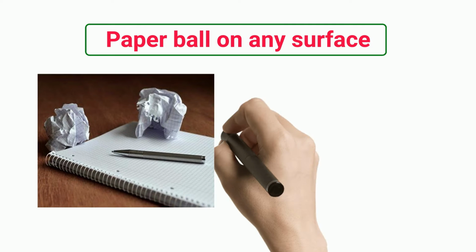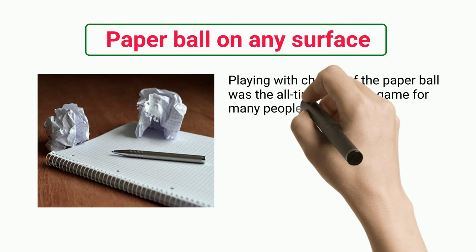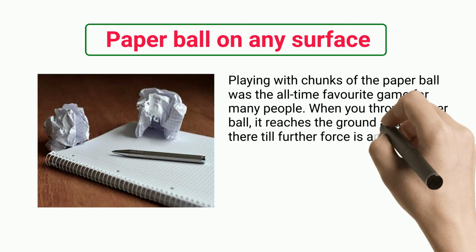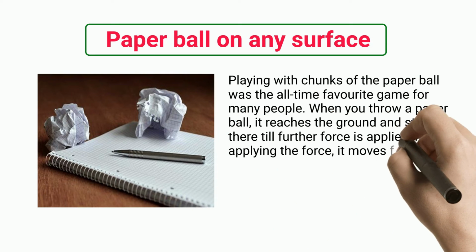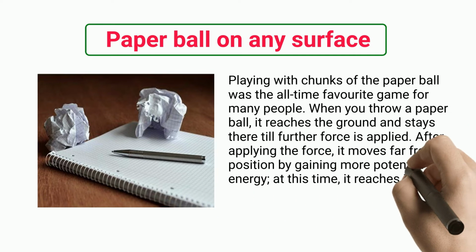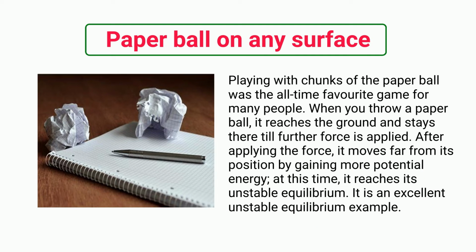Paper ball on any surface. Playing with chunks of the paper ball was the all-time favorite game for many people. When you throw a paper ball, it reaches the ground and stays there till further force is applied. After applying the force, it moves far from its position by gaining more potential energy. At this time, it reaches its unstable equilibrium. It is an excellent unstable equilibrium example.